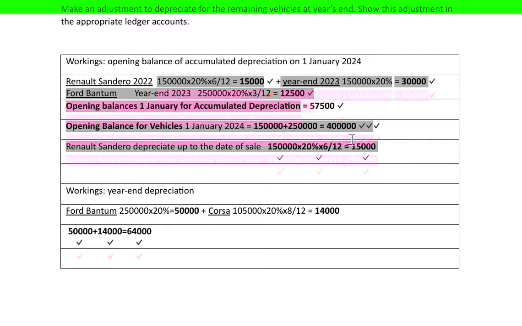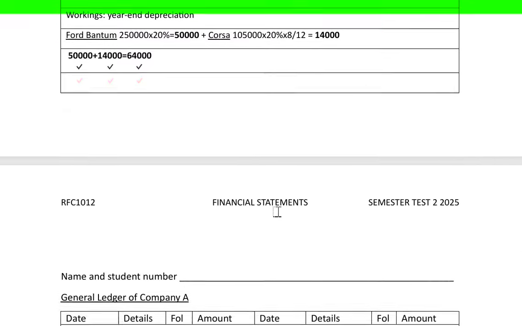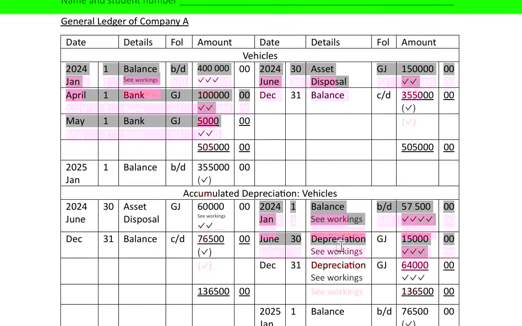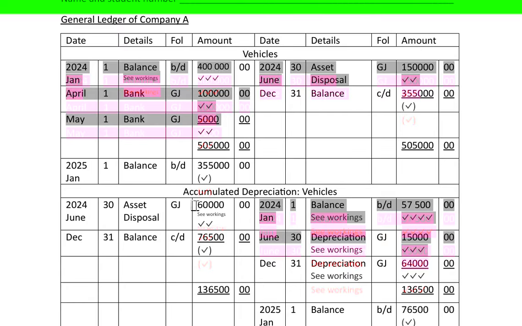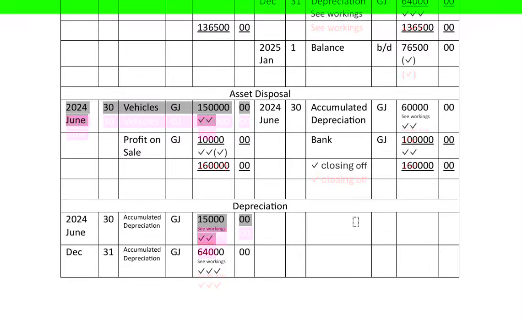And year 3, 15,000. You add those 3 years of depreciation up and it comes to 60,000. So what we do is we take the 60,000 from the accumulated depreciation vehicles, that relates to the vehicle we're getting rid of, and we take it to asset disposal. So if we debit accumulated depreciation, we must credit asset disposal, 60,000.